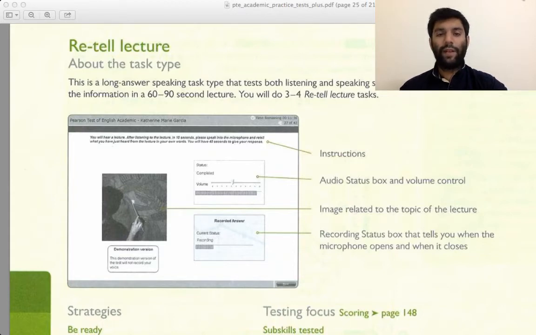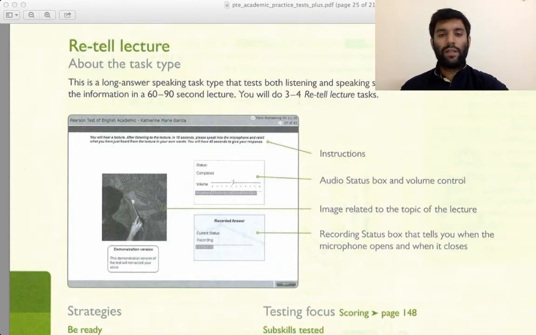Now coming to Retell lecture. In Retell lecture, you will hear a 90-second lecture which you need to retell in 40 seconds. In the examination, you will be given an erasable notepad. On that notepad, you note down the important points of the 90-second lecture which you listen to, and you retell them in 40 seconds. So basically, if you note down 4 important points, you save 10 seconds for each point in the Retell lecture. And if you note down 5 important points, then 8 seconds for each point.